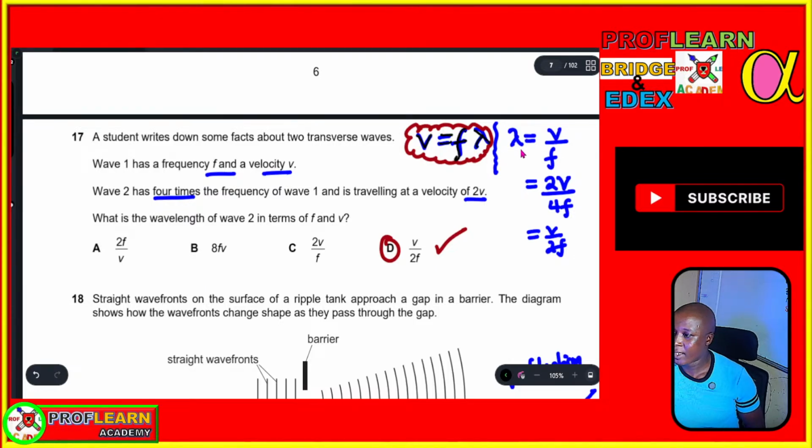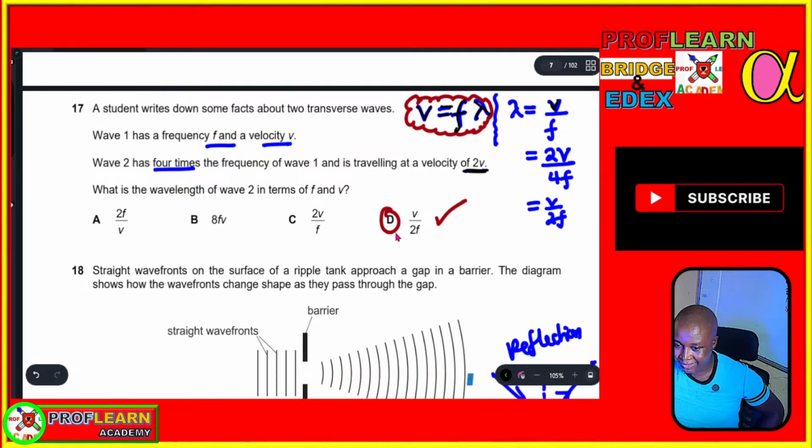So if you make lambda the subject of the formula, lambda is equal to v over f. But our v, we are told, is 2v, so we shall say 2v over 4f. If you simplify this, you are going to get your answer as D.